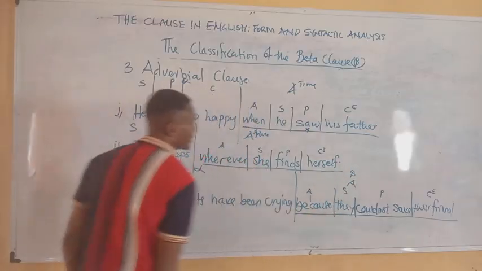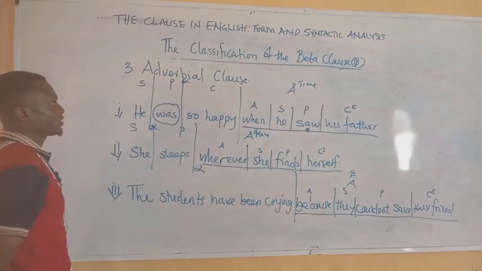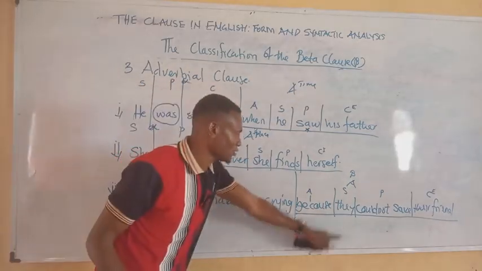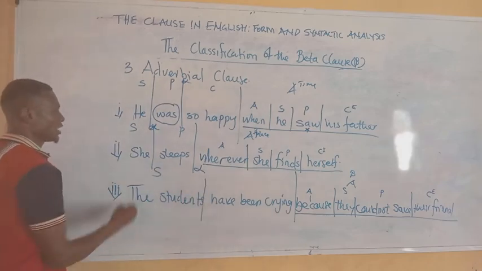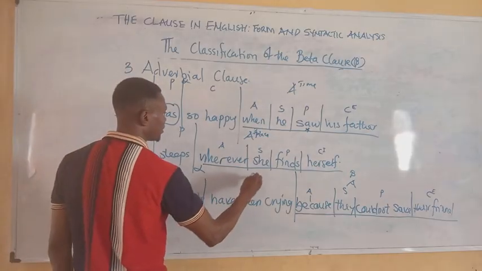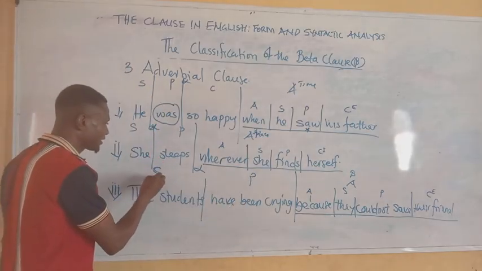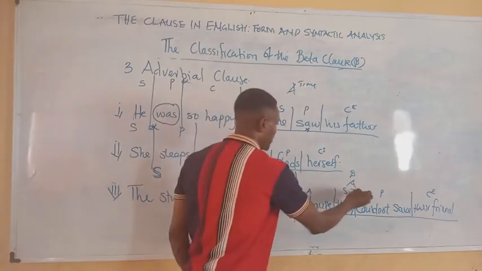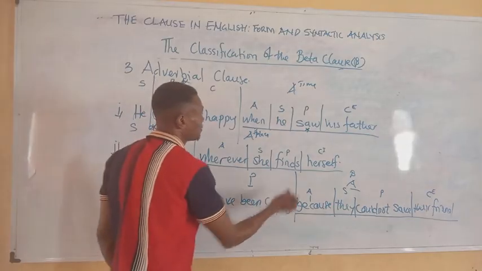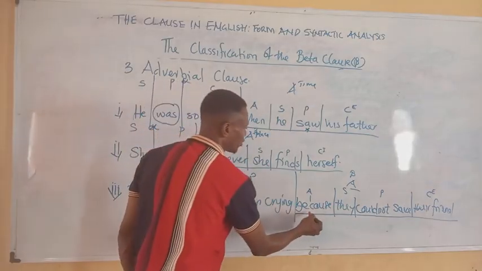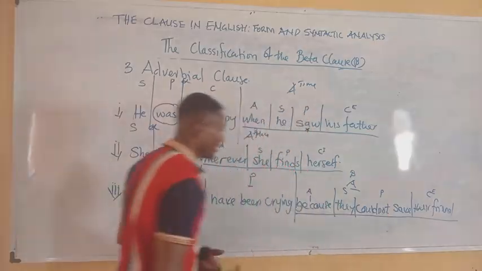Don't forget that we are treating the classification of beta clause. So this is a beta clause now. So here, the students, the subject, have been crying, predicator. So we have S, P, A. So in the whole statement, the adverbial clause here is because they couldn't save their friends.